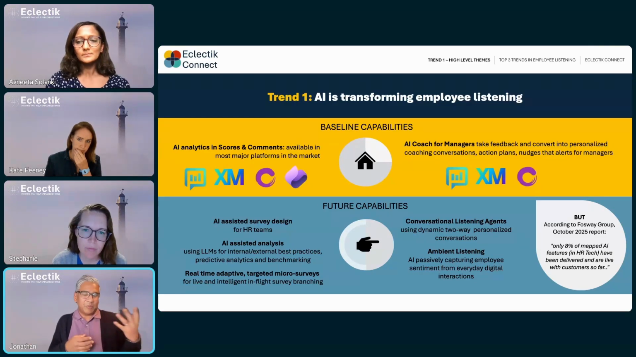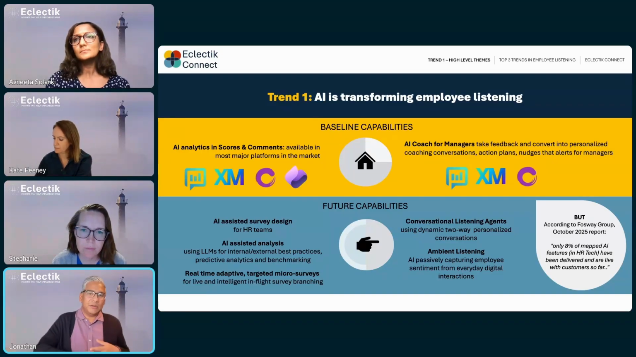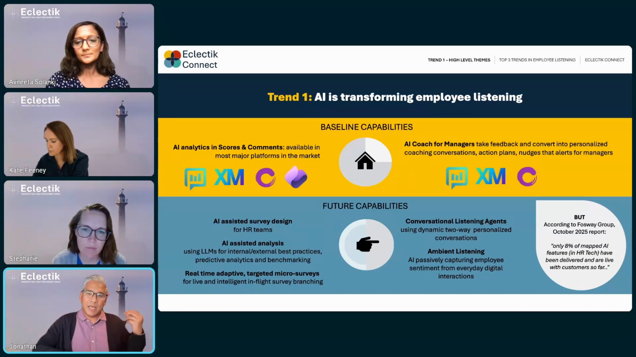So for example, in Perceptix, Viva Glint and Qualtrics, you can interrogate your thousands and thousands of comments, and the AI agent will simply summarize those comments and scores to give you very quick, deep insights and analysis. So that's almost becoming a standard platform functionality now.